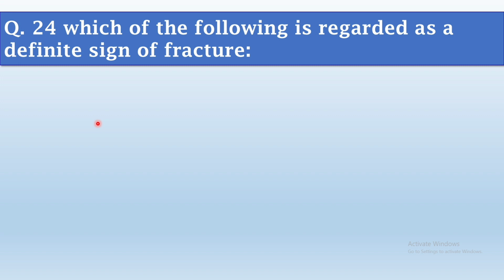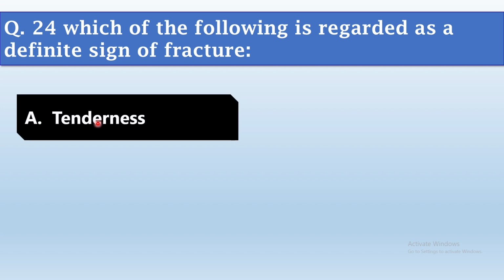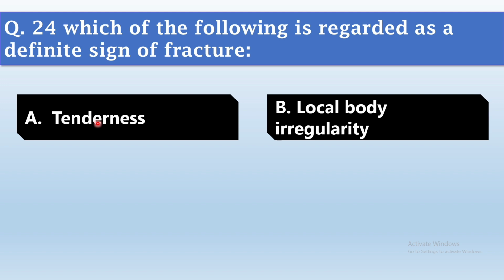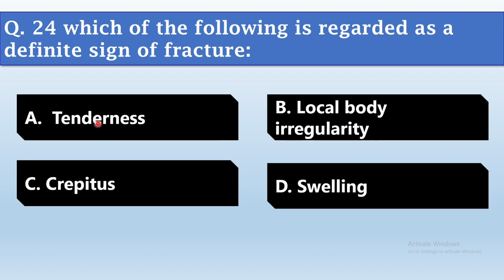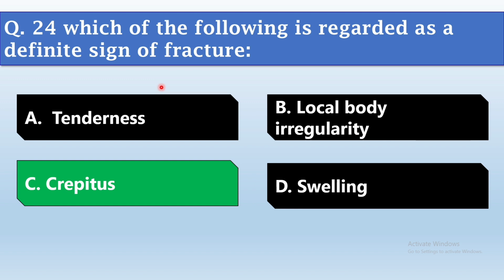Question number 24. Which of the following is regarded as the definite sign of fracture? Option A tenderness, option B local bony irregularity, option C crepitus, option D swelling. The definite sign of fracture is crepitus.